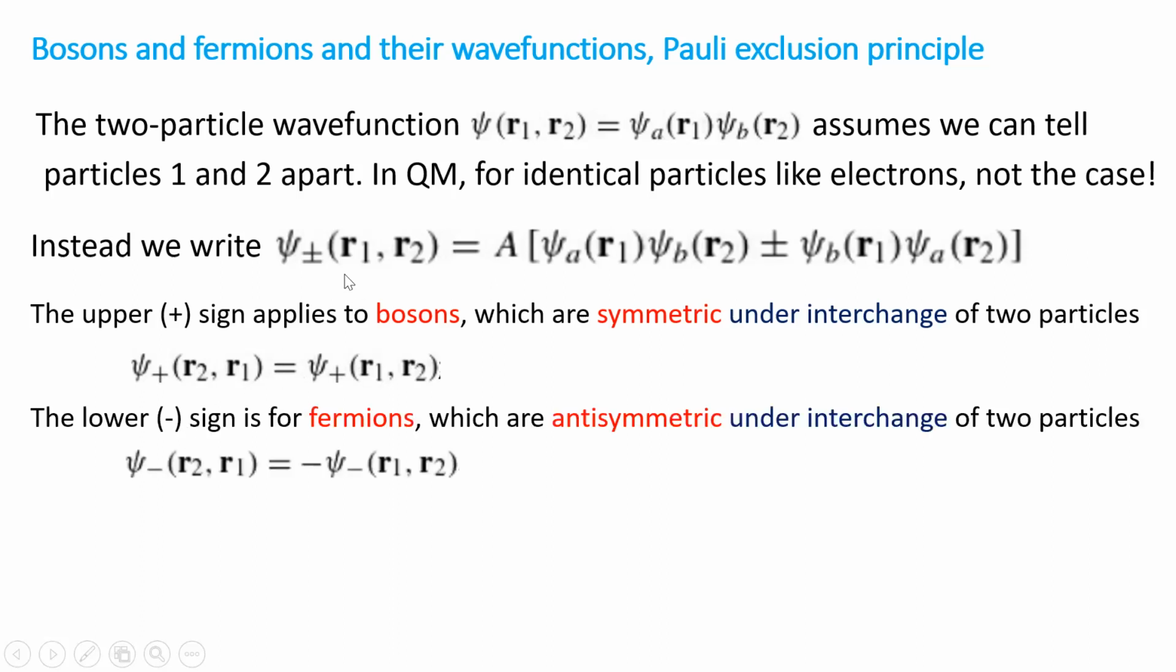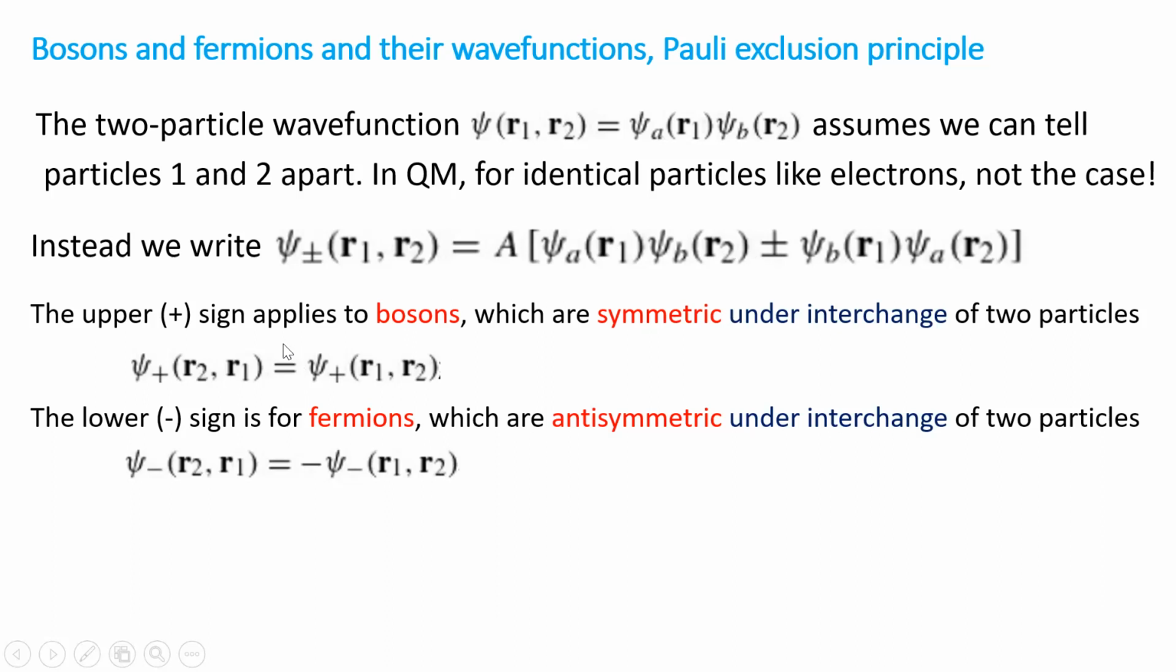The minus sign, the lower sign, is for fermions. These are antisymmetric under interchange of the 2 particles. So if we take psi minus of R2 and R1, we get minus psi minus of R1 and R2. That's because of this minus sign: if we switch R1 and R2, we actually get the negative of what we would get with R1 and R2, which you can verify if you just write this out, switch R1 and R2, and compare the two.